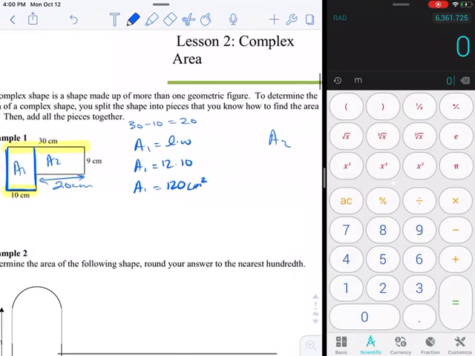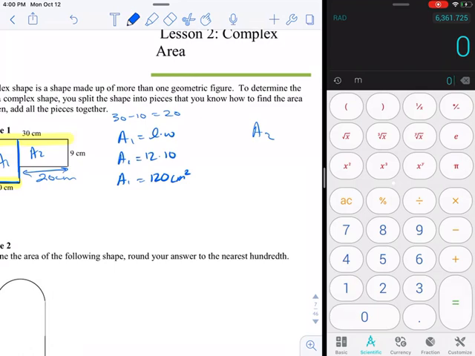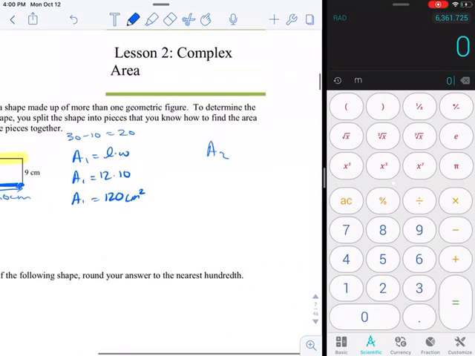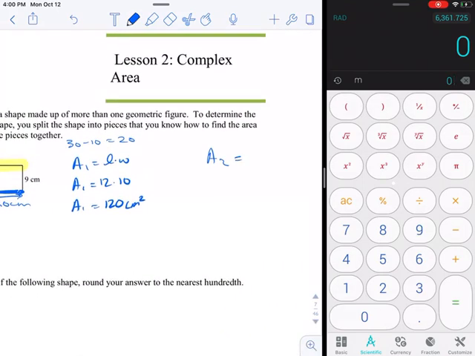Now area 2, we use this value of 20, not the 30 that was there before, because 30 goes all the way across to this point, but we don't want that point. We want it just from here to there. So we're going to use 20 by 9. So area 2 is length times width, which is 20 times 9. So area 2 is 180 centimeters squared.